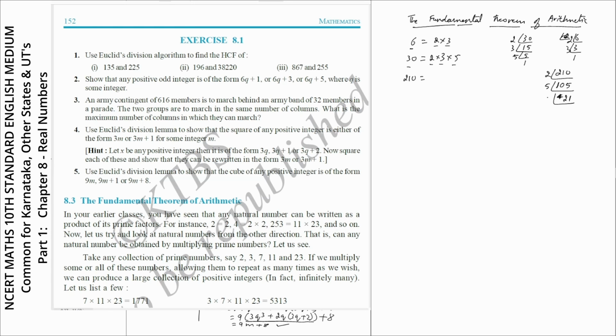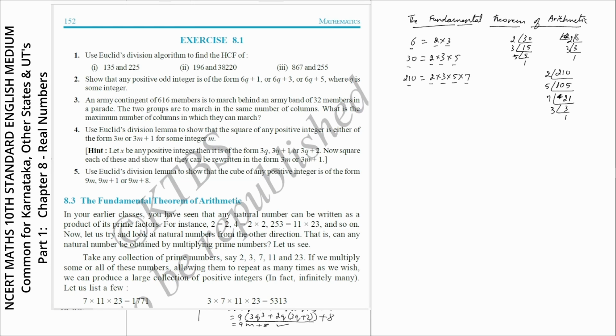21 is divisible by 7. 7 3s are 21. Now again, 3 1s are 3. So 210 I can write as 2 into 5 into 7 into 3. I'll write in this order: 2 into 3 into 5 into 7. Now you can see 2 is a prime number, 3 is a prime number, 5 is a prime number, and 7 is a prime number. But 210 is a composite number.